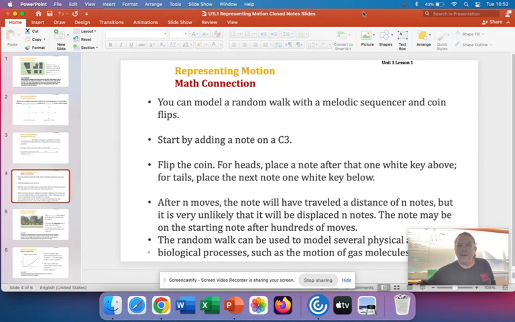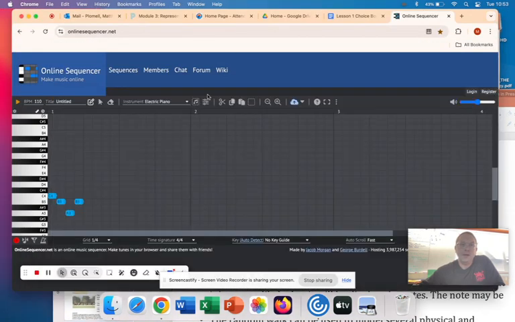So what's going to happen is that after n amount of moves, the note will have traveled a distance of n notes. I said let's do about 10 notes. But it's very unlikely that it will be displaced by 10 notes. The note can be on the starting note after hundreds of moves. So right now, I have traveled a distance of 4 notes, but you'll notice I'm only displaced one note from where I started out.